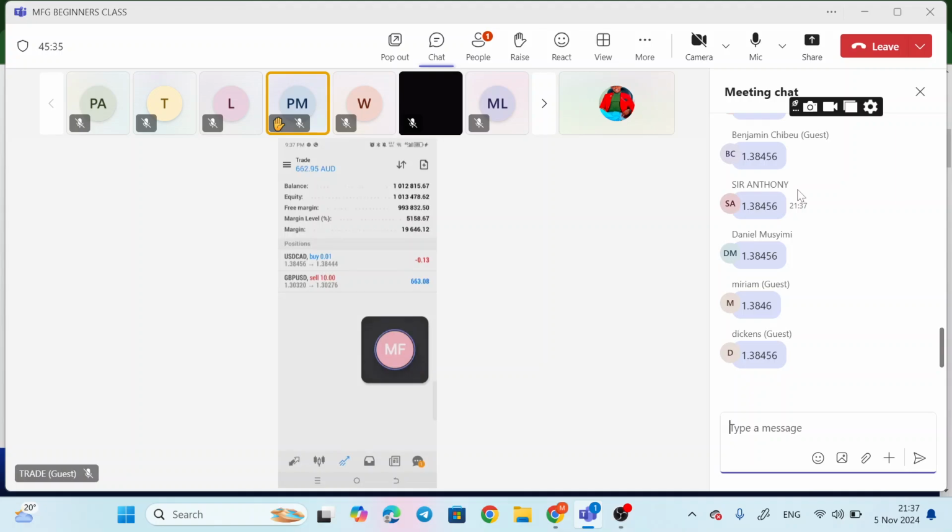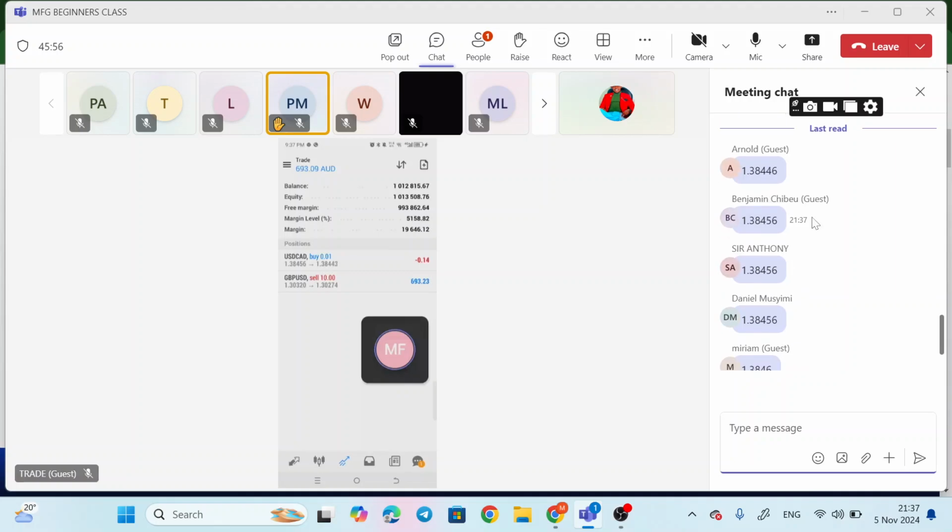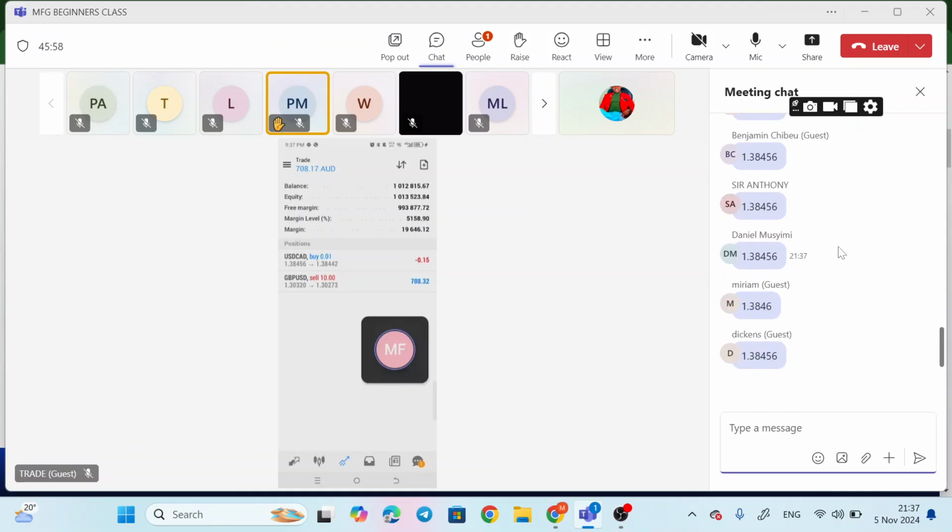3846. I told us when the pip is to the fourth decimal point, if that last digit goes past 5 you round off. So as Miriam has done, 1.3846. Dickens, Sir Anthony, Daniel, Musiimi, Benjamin Chibeu, Arnold. Everyone, let's give answers. Where is the entry point? Where is your entry point?